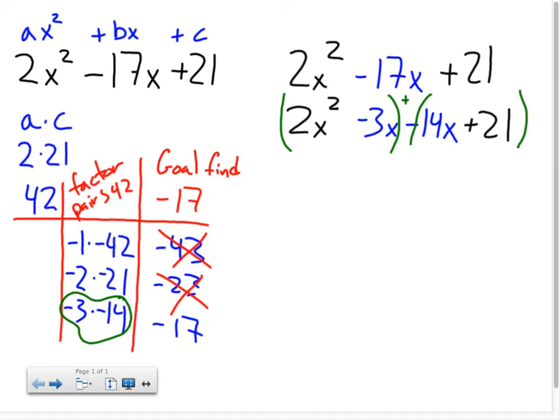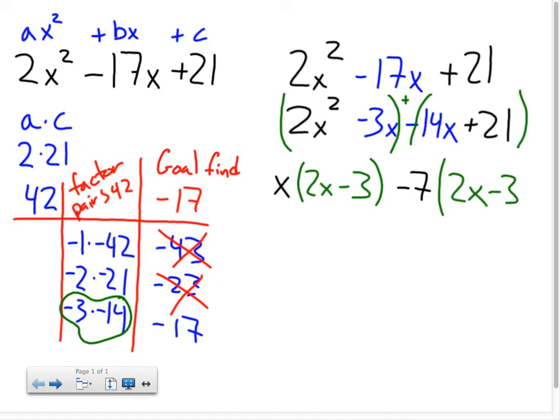Looking at the first group, the 2x squared minus 3x, the only thing we can factor out is the x. So I'm going to write an x. Then, next to it, I'm going to write what's left. The only thing left is 2x minus 3. Now I'm going to look at the negative 14x plus 21, and find the GCF. In this case, the GCF would be negative 7. And what's left over would be a 2x and a minus 3.